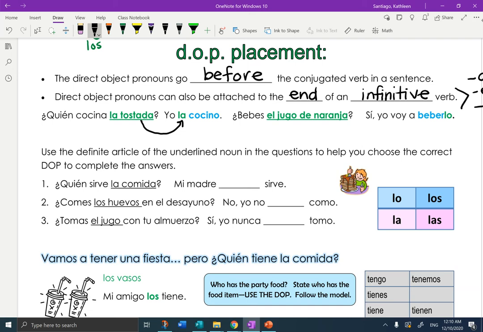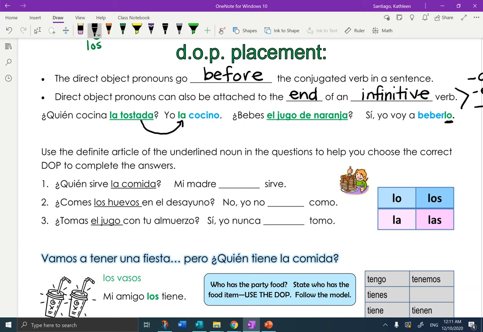¿Bebes el jugo de naranja? Sí, voy a beberlo. Now you can see the DOP is attached to the end of the full infinitive beber. Do you drink the orange juice? Yes, I am going to drink it. So here you can see we have the full verb beber and we attach the it to the end. Muy bien.